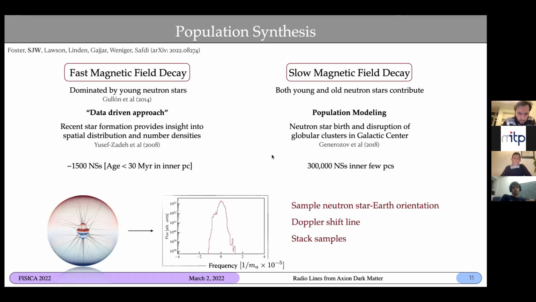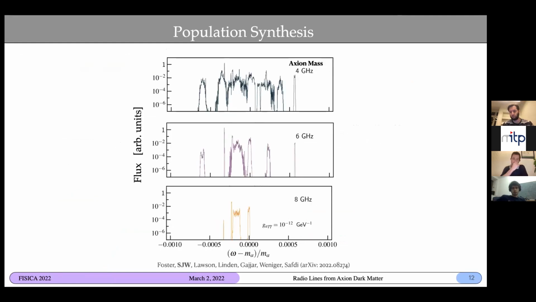So for both of these populations, we can draw samples, we can then run our ray tracer, we can extract the overall flux within a given pixel based on a randomly sampled neutron star Earth orientation. We can then Doppler shift the line by the relative neutron star velocity, and we can stack the samples. And collectively, this generates our forward model, or our signature that we're trying to look for. And in general, you expect it to look something like this. This is the flux as a function of frequency for 3 different choices of axion mass ranging between 4 gigahertz and 8 gigahertz. And you can see a couple of things here.